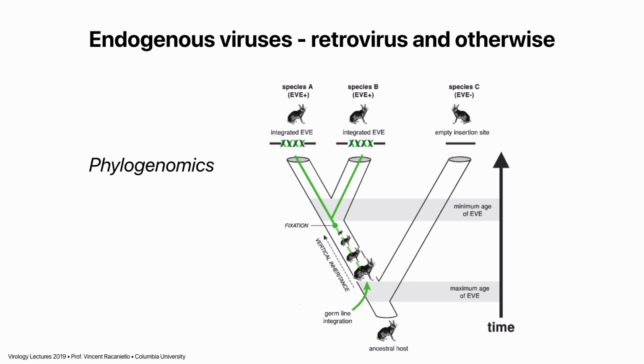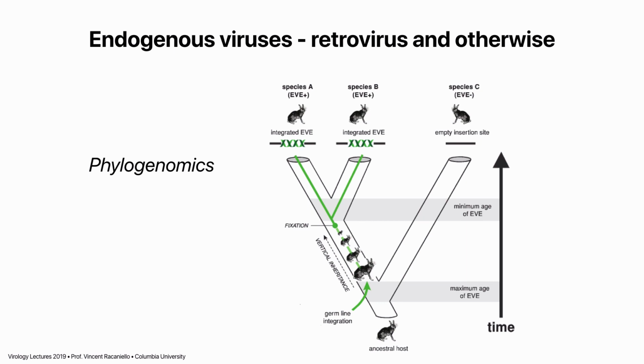And so these two species, A and B, both have the endogenous viral element, and you can see it's in the same place in the chromosomal DNA. So that means you can tell exactly when it was integrated by comparing species C, which is EVE negative. And so you can say, knowing the age of this phylogeny of the host, roughly the maximum age and the minimum age of the EVEs. So you can get an idea of when viruses were circulating.